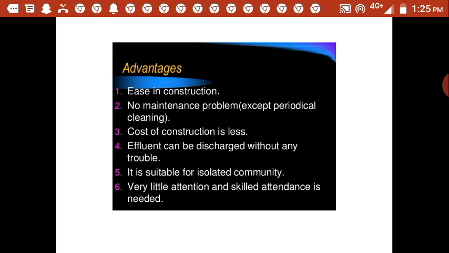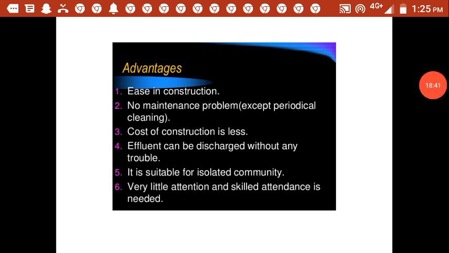Effluent can be discharged without any trouble, because most of it, nearly 100%, will be purified. It is suitable for an isolated community. Very little attention and skilled attendance is needed. So that much skilled work is not required in this case.